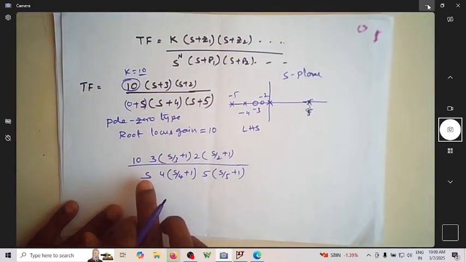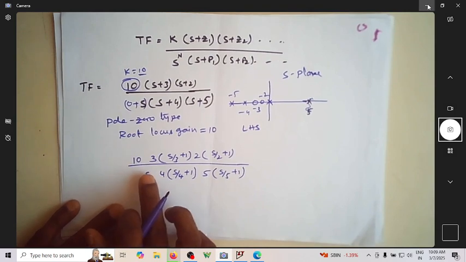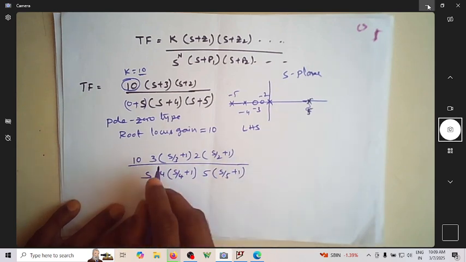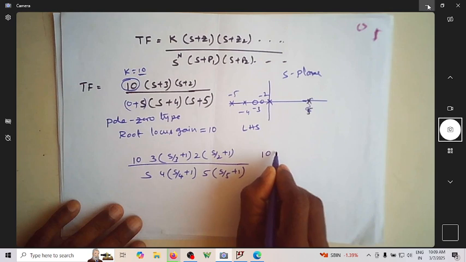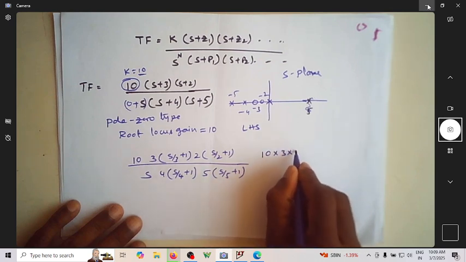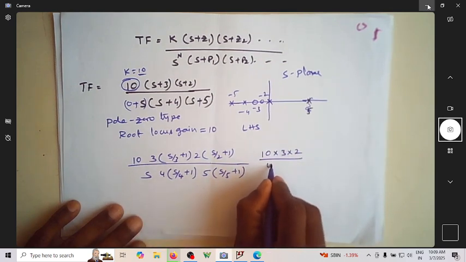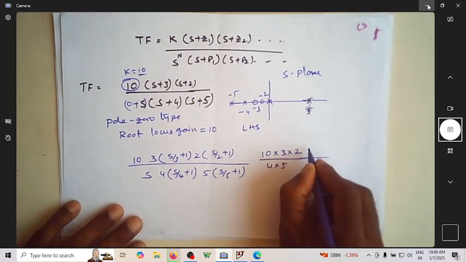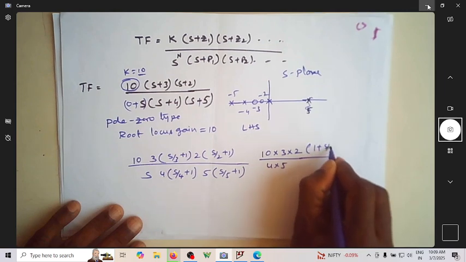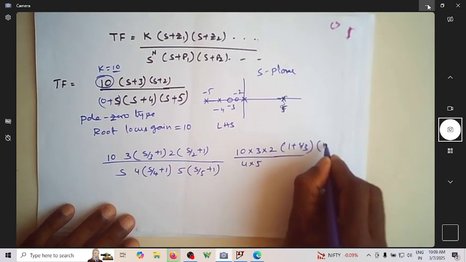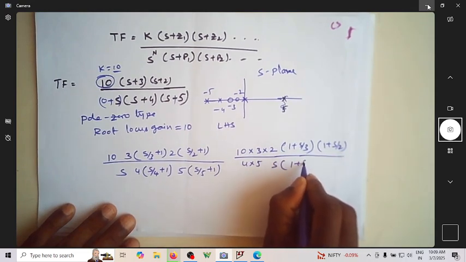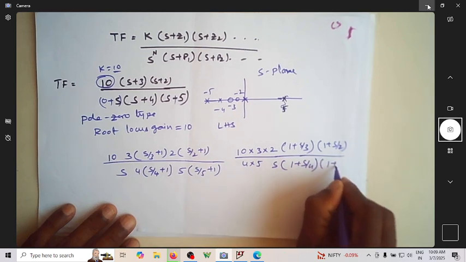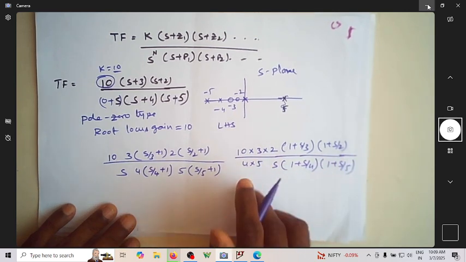So now we have a different form of representation. What is the constant value now? The constant value is 10 into 3 into 2 divided by 4 into 5, times (1 plus s by 3) and (1 plus s by 2), divided by s, as it is, times (1 plus s by 4) and (1 plus s by 5). So what is this now?